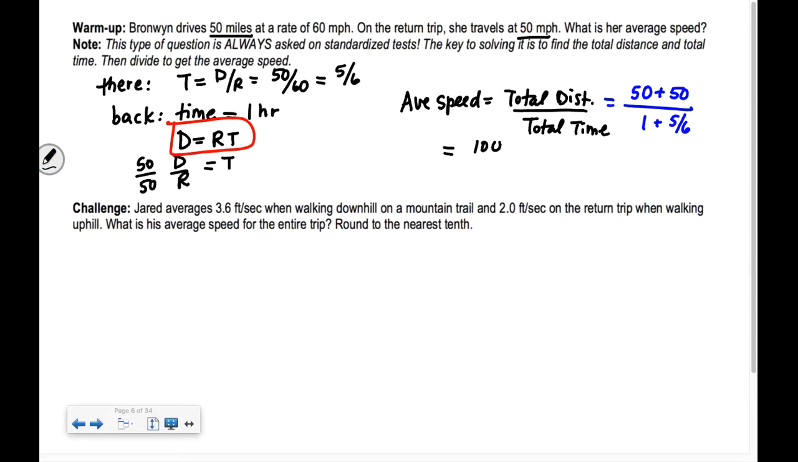So we get 100 over 1 plus 5/6. I'm going to combine those, so I'm going to have 6 over 6 plus 5 over 6. So we get 11 over 6. You could also do the 1 and 5/6 trick: 1 times 6 plus 5. Do you guys all remember that?